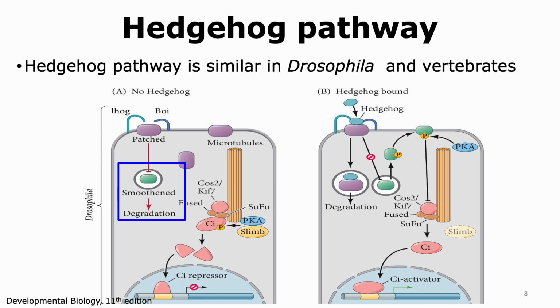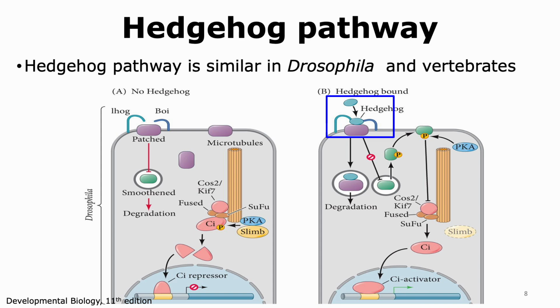and promotes its degradation. The degradation of smoothened results in the phosphorylation of a protein called Ci, and when Ci is phosphorylated, it can get cleaved into two portions, and one of the cleaved portions can bind to DNA and act as a repressor, and this way we do not see gene expression.